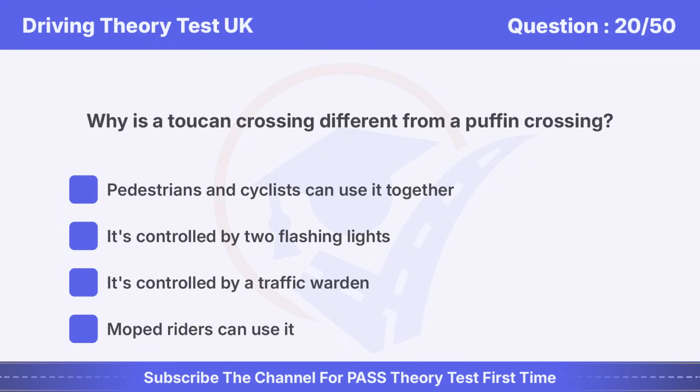Question 20. Why is a toucan crossing different from a puffin crossing? Option A. Pedestrians and cyclists can use it together. B. It's controlled by two flashing lights. C. It's controlled by a traffic warden. D. Moped riders can use it.